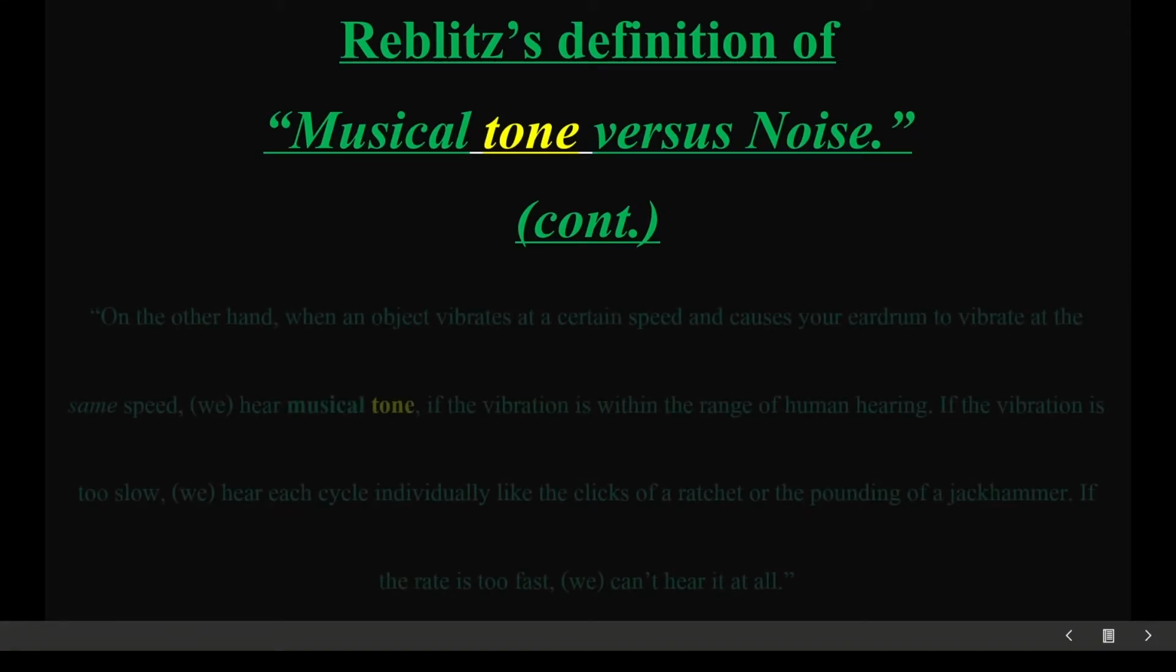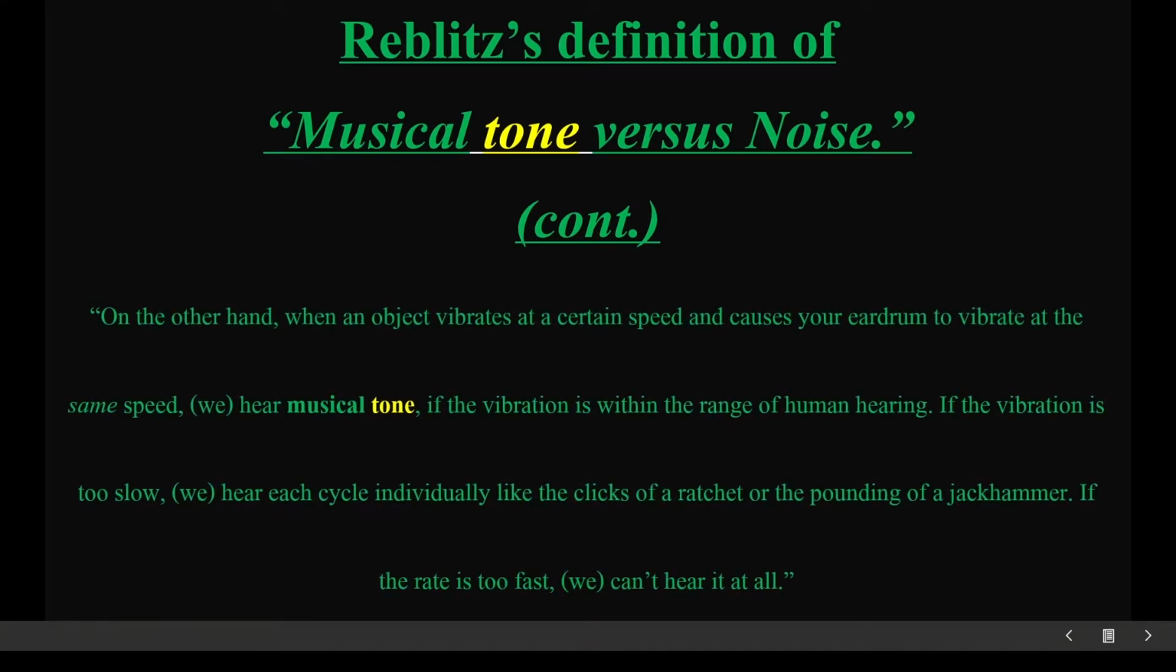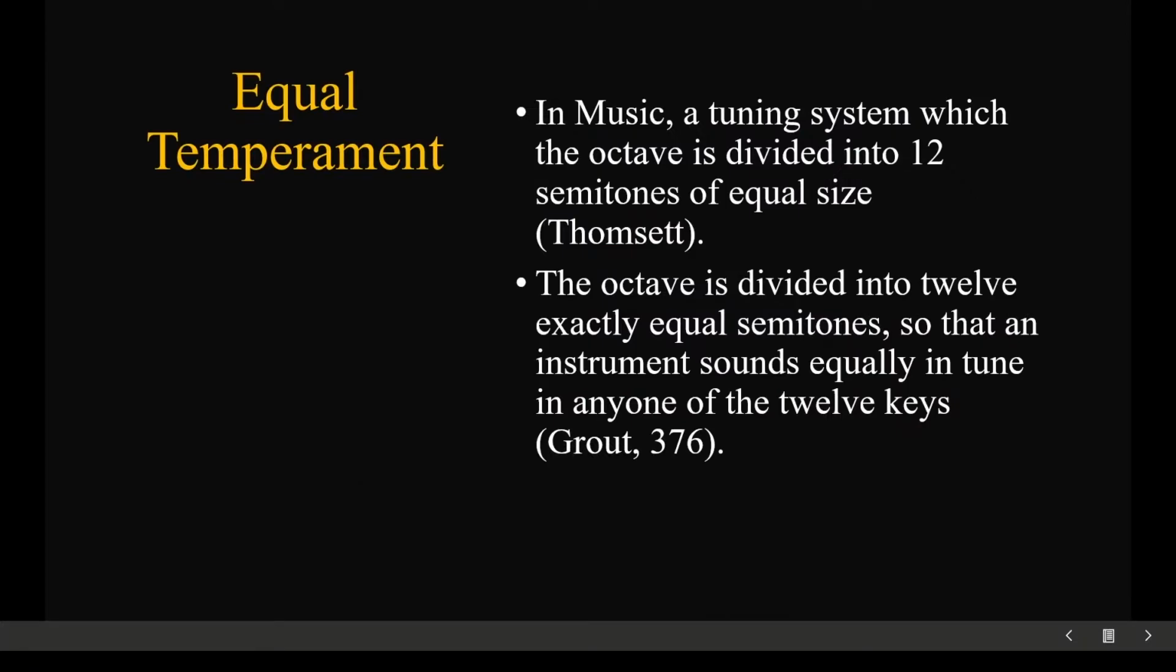Now, continuing on. When an object vibrates at a certain speed and causes your eardrum to vibrate at the same speed, we hear a musical tone if the vibration is within the range of human hearing. If the vibration is too slow, we hear each cycle individually, like the clicks of a ratchet or the pounding of a jackhammer. If the rate is too fast, we can't hear it at all.